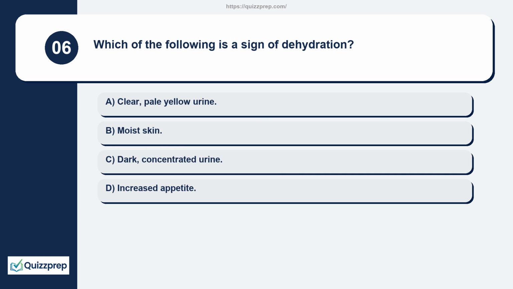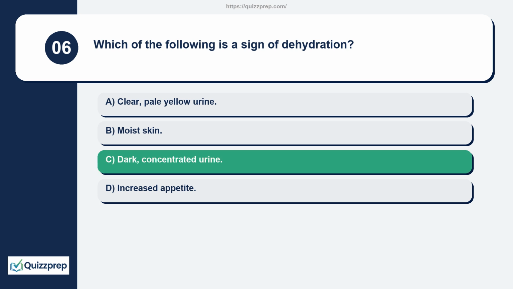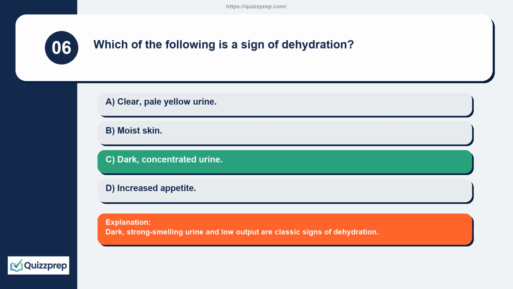Question 6. Which of the following is a sign of dehydration? Clear, pale yellow urine. Moist skin. Dark, concentrated urine. Increased appetite. Dark, strong-smelling urine and low output are classic signs of dehydration.